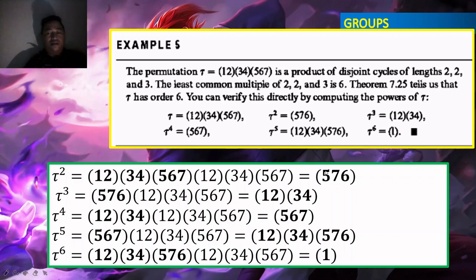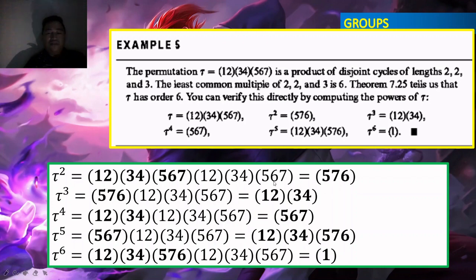Let's start with 1. 1 goes to 2, and 2 goes to 1, so 1 goes to itself and we don't write it. Likewise 2 goes to itself. 3 goes to 4 and 4 goes to 3, so 3 goes to itself. These are all identity, so they are left out.